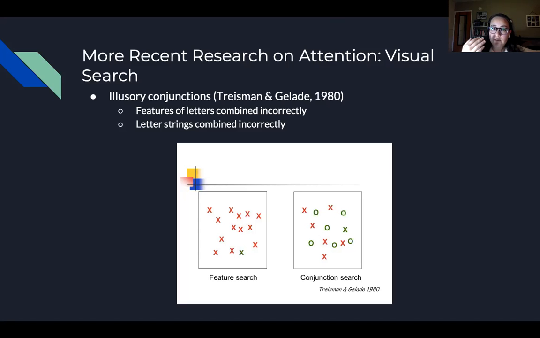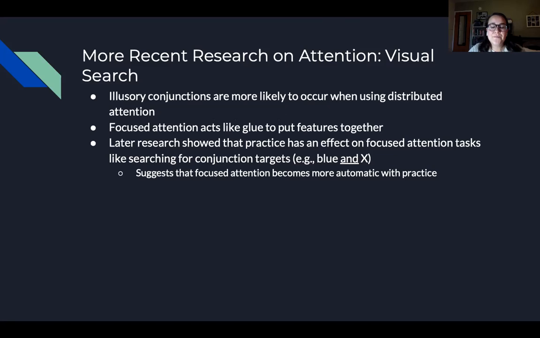And these illusory conjunctions seemed more likely to occur. I think I need to be on the next slide. I sure do. So these illusory conjunctions were a lot more likely to occur when somebody was using distributed attention. And so again, this is quick, automated, you're juggling several things at once. But when someone was using more focused attention, that person was more likely to perceive the object accurately. So they were able to put together the features of that correctly rather than mixing them up.